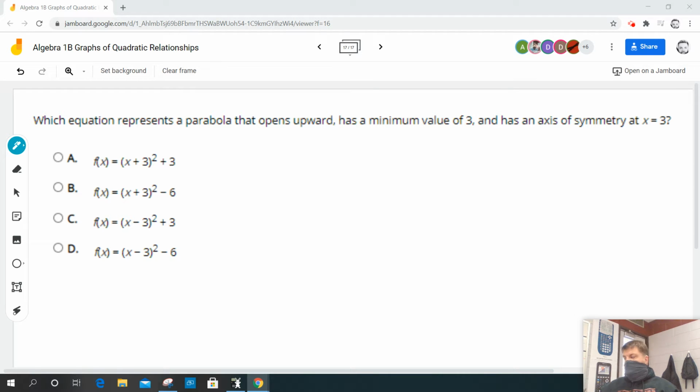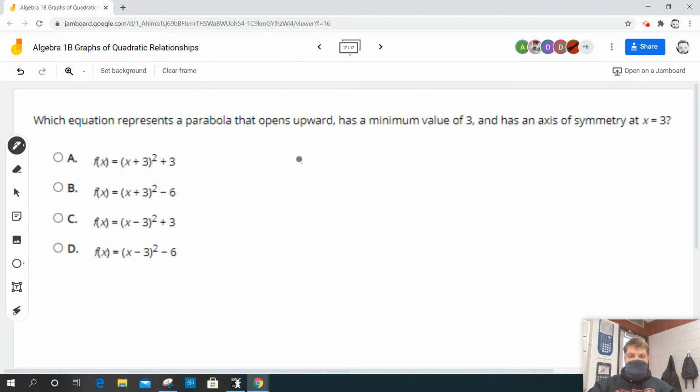All right, it says which equation represents a parabola that opens up with a minimum of 3 and has an axis of symmetry at 3. So I notice right off the bat that all these functions are written in vertex form. What does that mean?